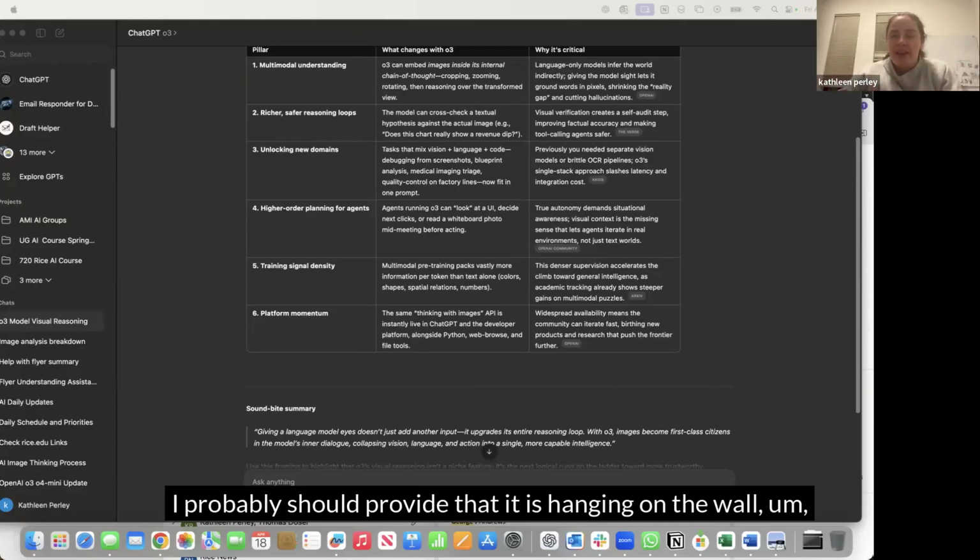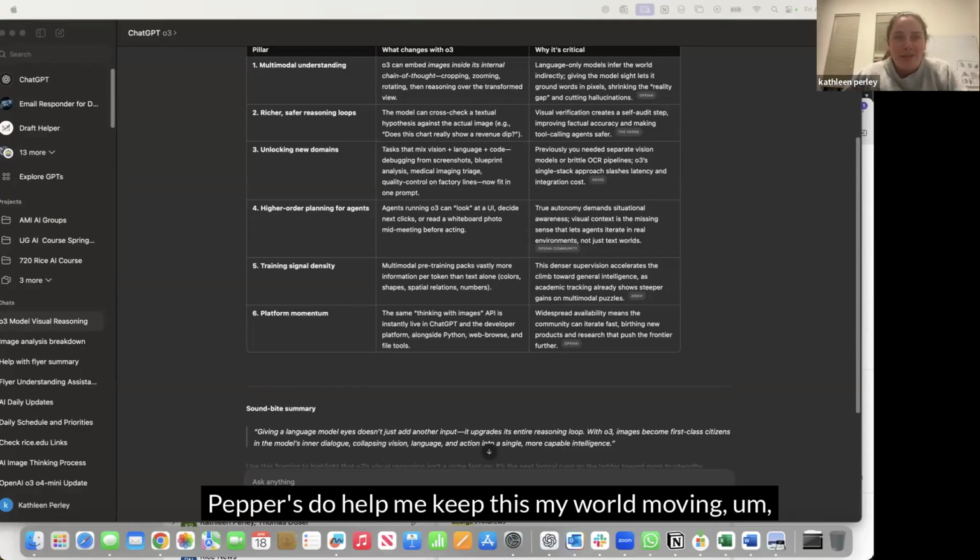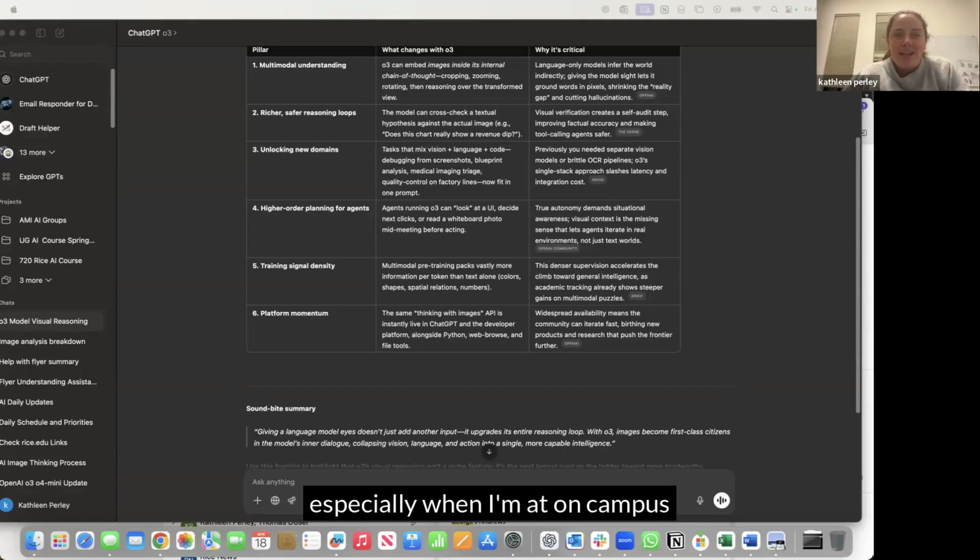the image. I probably should provide that it is hanging on the wall since there is papers and chaos all over. We don't have any sponsors, but I do feel like Whataburger Diet Dr. Peppers do help me keep my world moving, especially when I'm on campus early in the morning, like today.